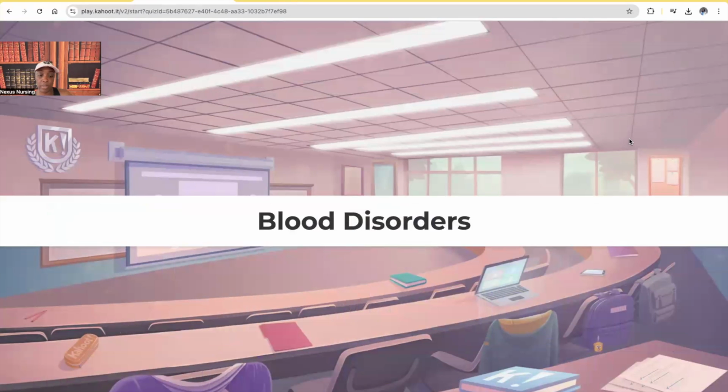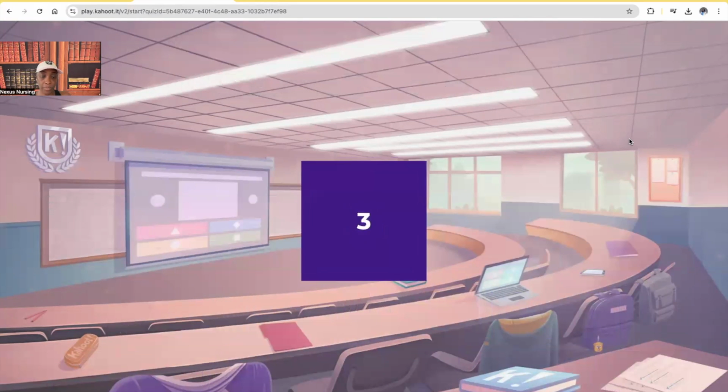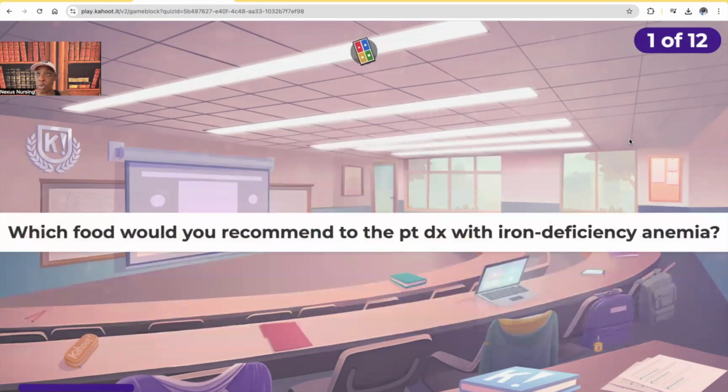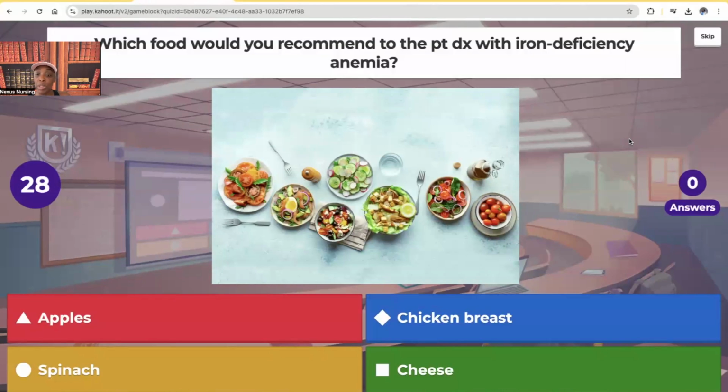Blood disorders. Okay, first question. Which food would you recommend to the patient with iron deficiency anemia? Would it be apples? Would it be chicken breast? Would it be spinach? Or would it be cheese?